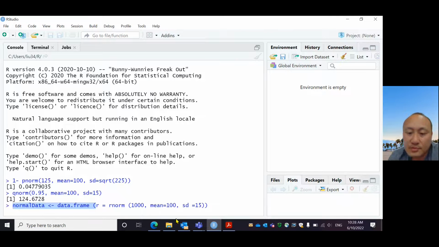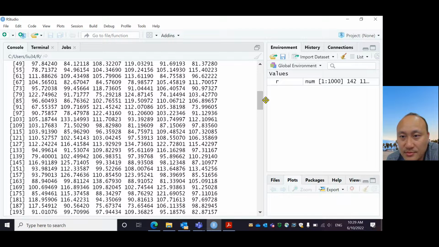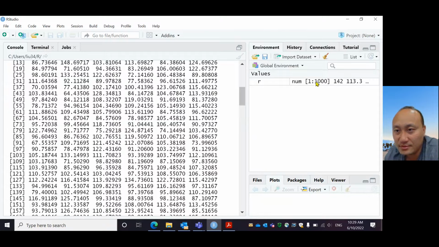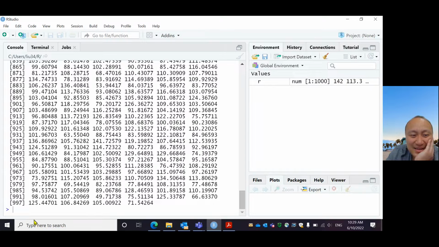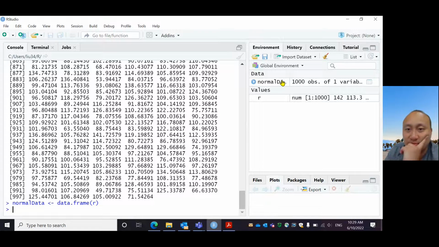Let's have a look at what happens if I just create this. This is just a vector, probably a vector. And then we're going to create a data frame. First of all, we have the name of our data frame. Let's call it normal data. It comes from a data frame using this vector r. Right, I have a data frame now.